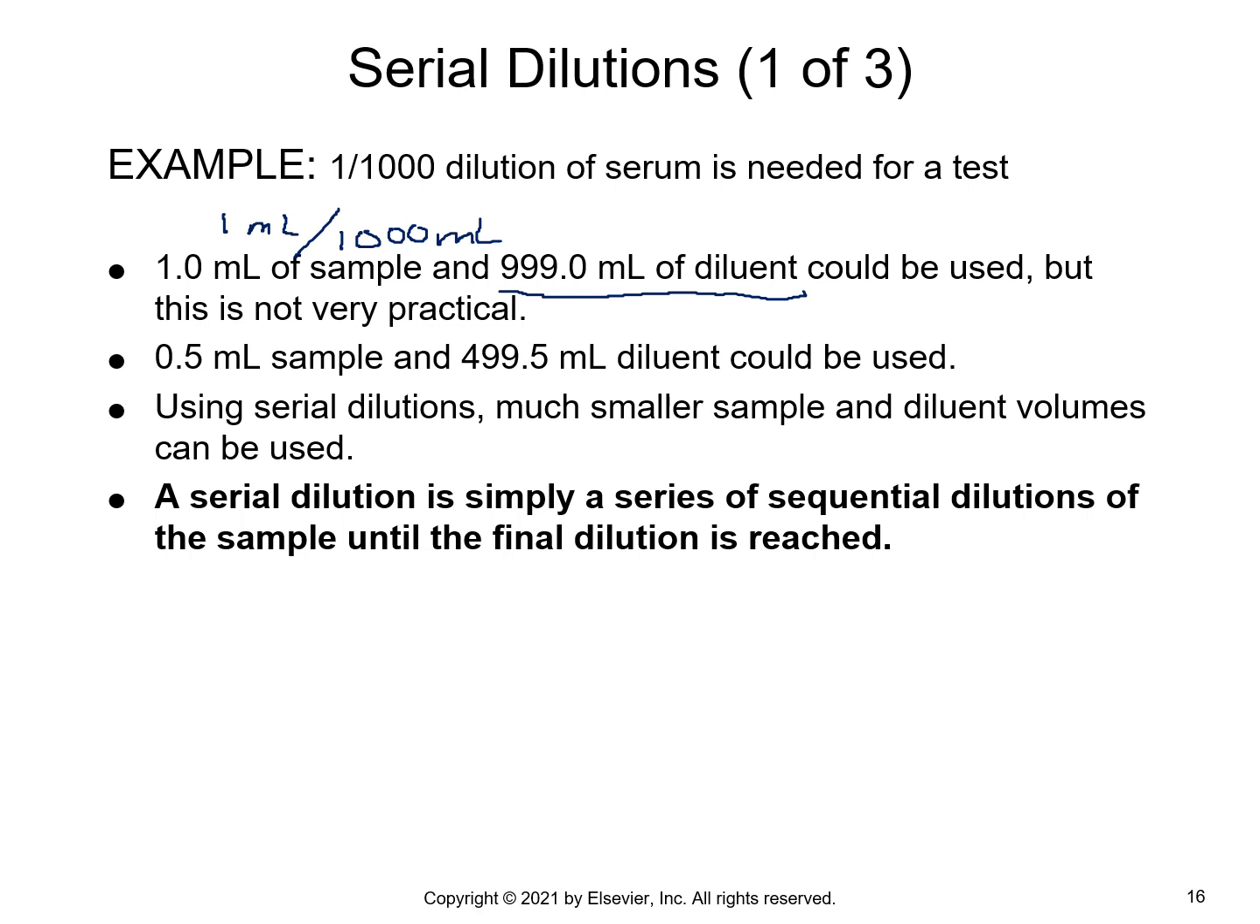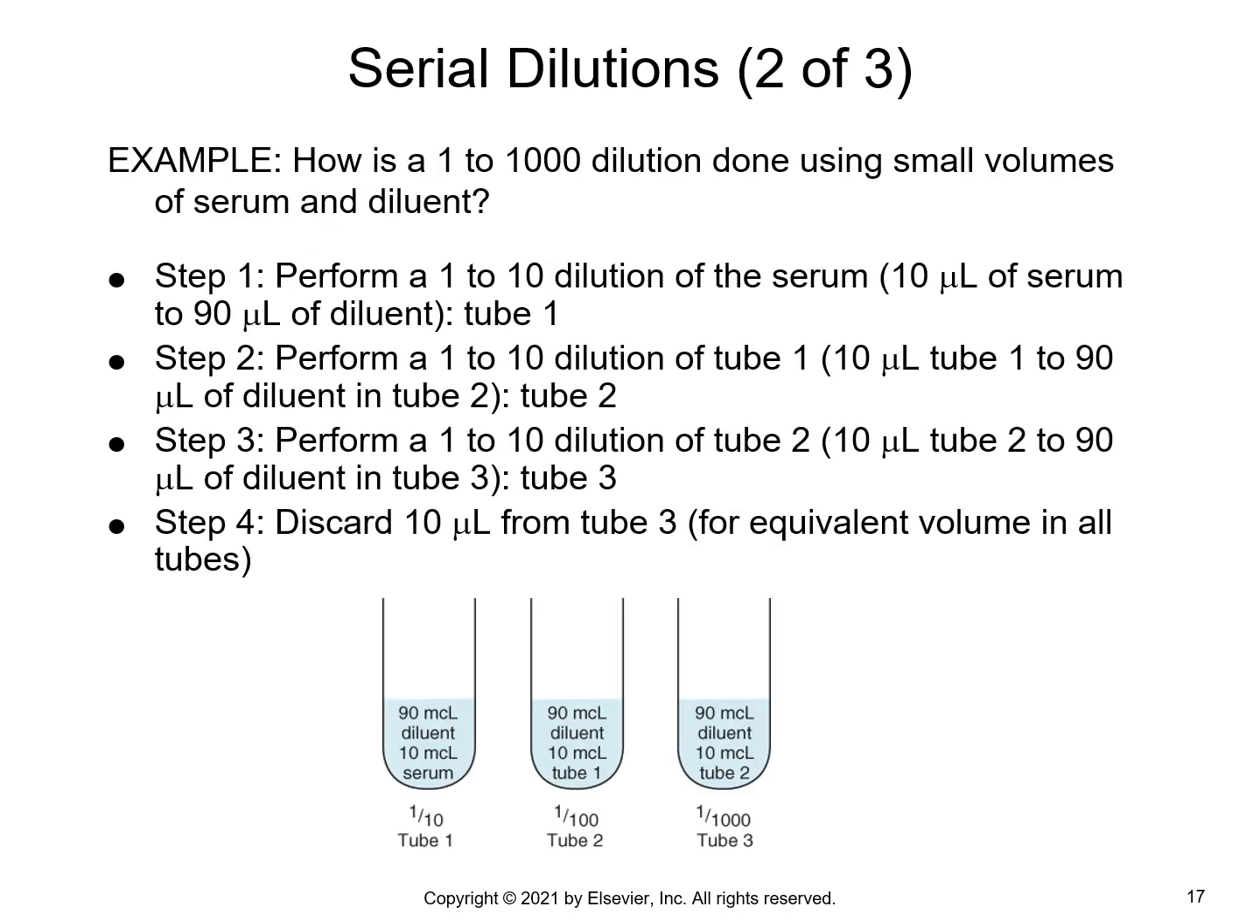We could get our volumes to be 0.5 mLs, or half of a mL, added to a total volume of 500 mLs, but that's still a pretty big volume. So by doing a serial dilution, we can do those dilutions in the tubes using smaller volumes of sample and diluent, and then eventually work our way down in sequential order until we get the final dilution that we need of 1 to 1,000. Or excuse me, 1 in 1,000. So trying to work this example out in a serial dilution would look something similar to this.